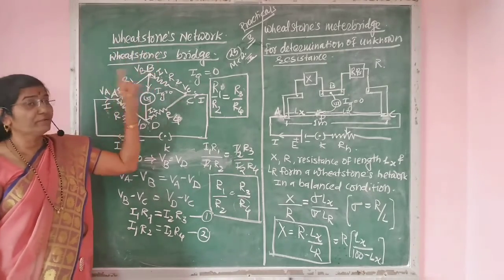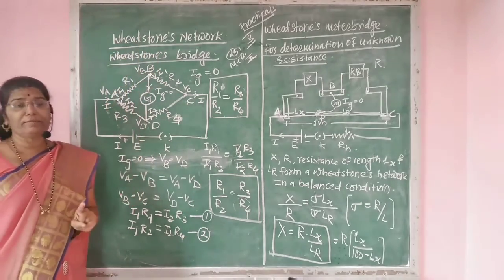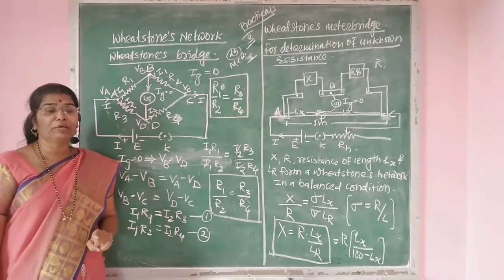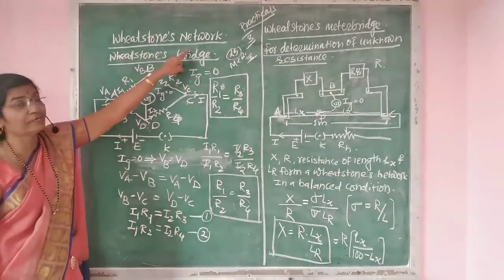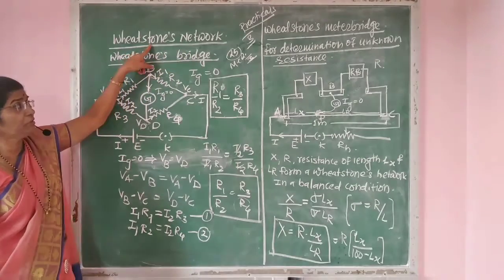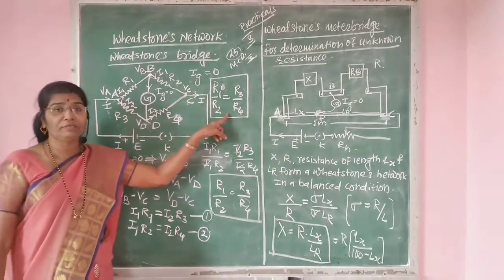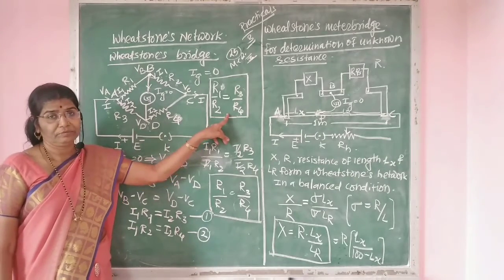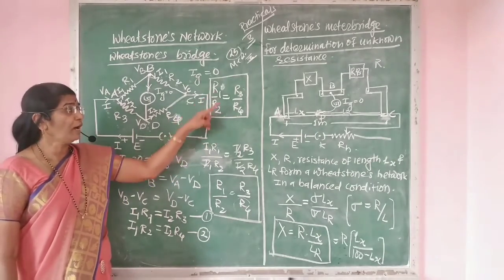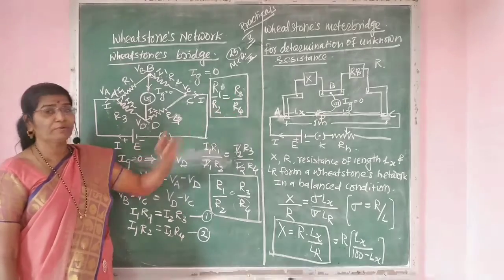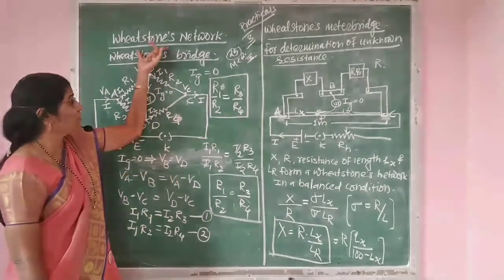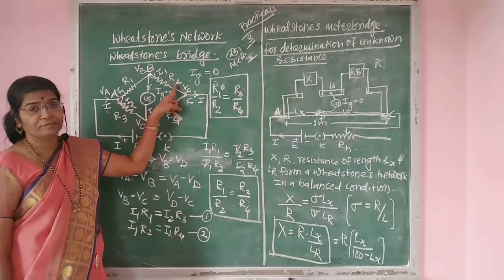Simple circuit given by Wheatstone for determination of unknown resistance is known as Wheatstone's network, which is based on a condition. That condition is known as the balance condition. What is the condition? R1 upon R2 is equal to R3 upon R4. To prove this condition, Wheatstone uses four resistances.